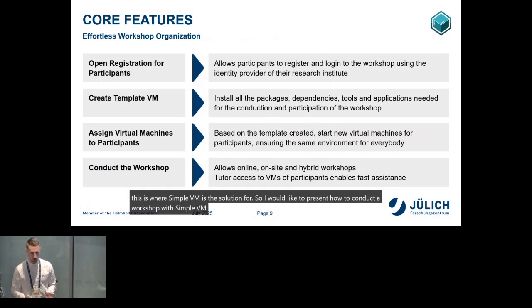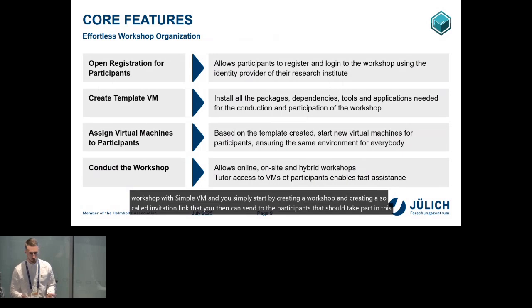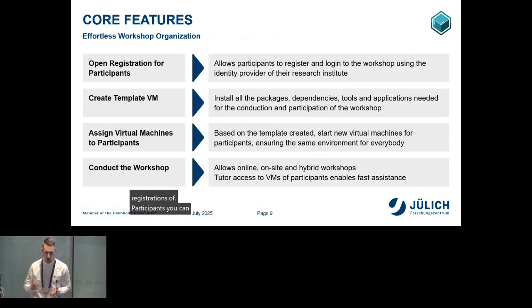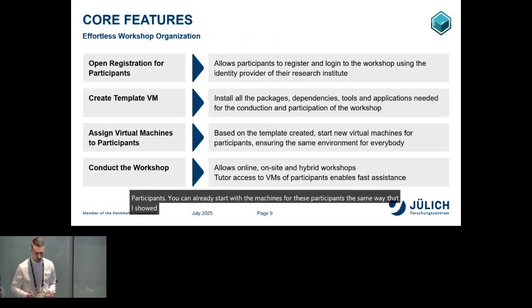You simply start by creating the workshop and creating a so-called invitation link that you can then send to the participants that shall take part in this workshop, and then you can, of course, approve the registrations. As soon as you approve the registrations of the participants, you can already start virtual machines for these participants, the same way that I showed you for the virtual machines in a normal way.